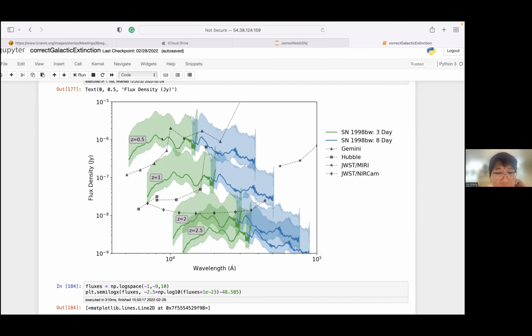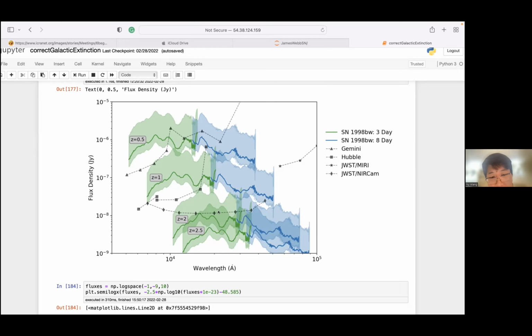And this line, I take supernova 1998bw as the example. So it's a solid line. And the shadow is the lower limit and upper limit of all the GRB-associated supernovae. So the range of the supernova luminosity. So you can see at redshift 2, the third one from top to bottom, it's in the James Webb's limit.